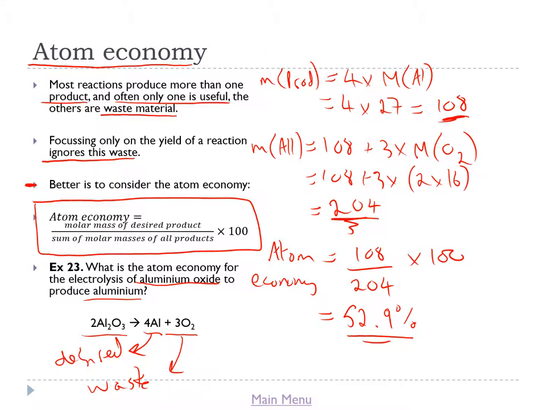Now, in this case, the waste is oxygen, and oxygen is a completely harmless gas, so this is causing no damage. But if that was a toxic substance, a poisonous substance, a carcinogenic substance, this could potentially be quite a hazardous reaction to do. And it might be that the responsible chemist would have to say, no, we're not going to do this. Let's find a better reaction with a better atom economy.